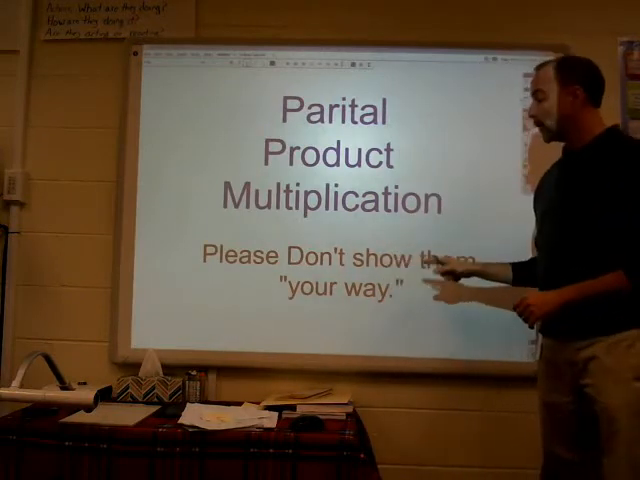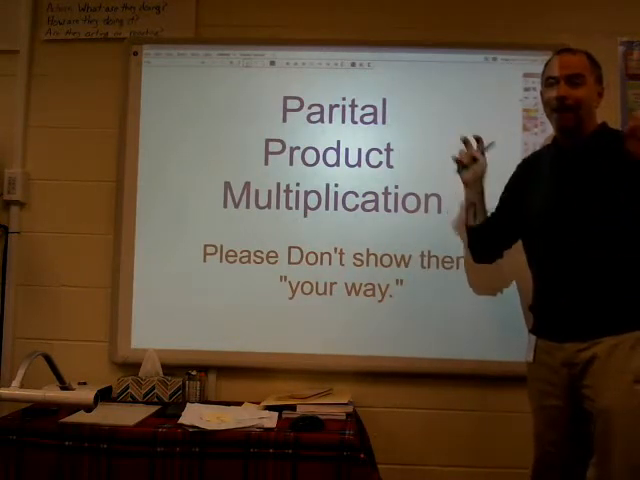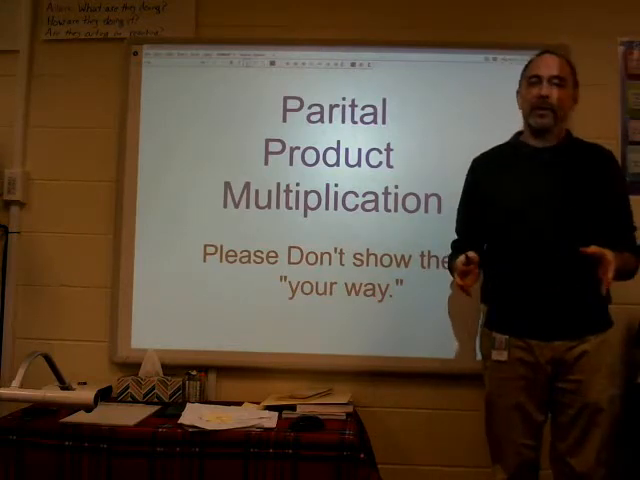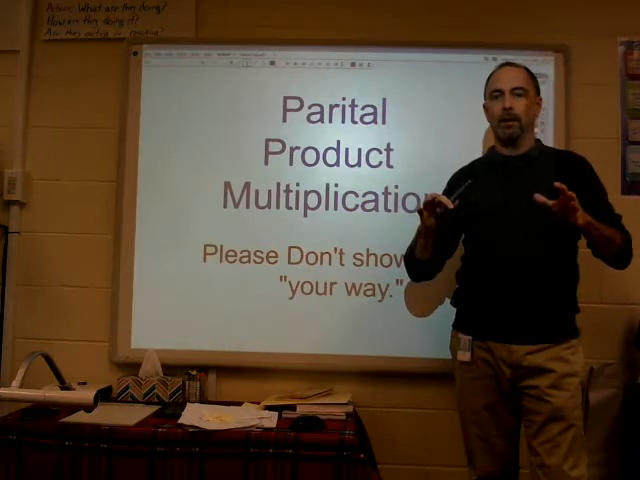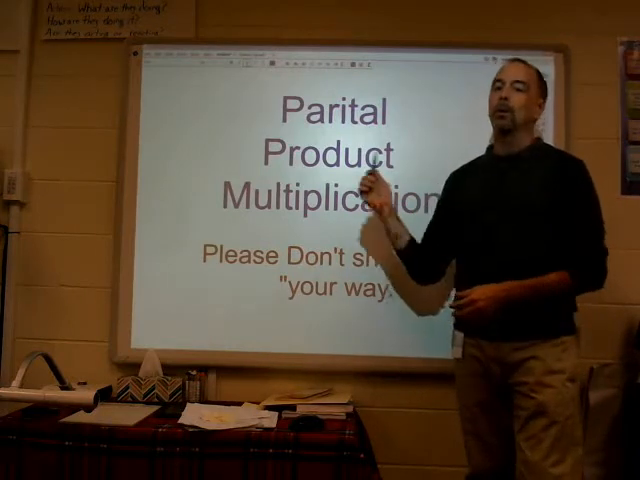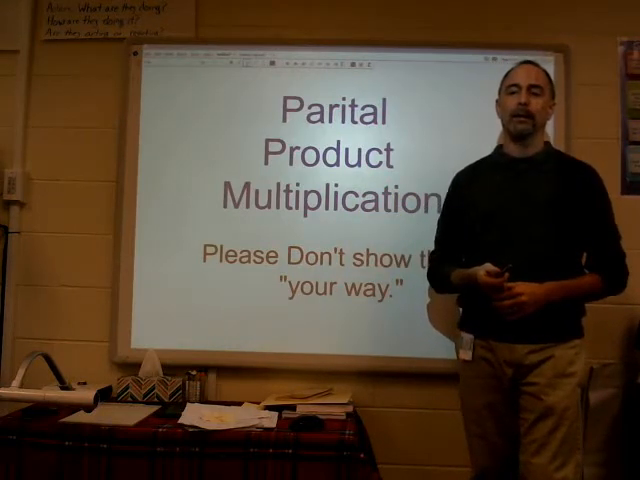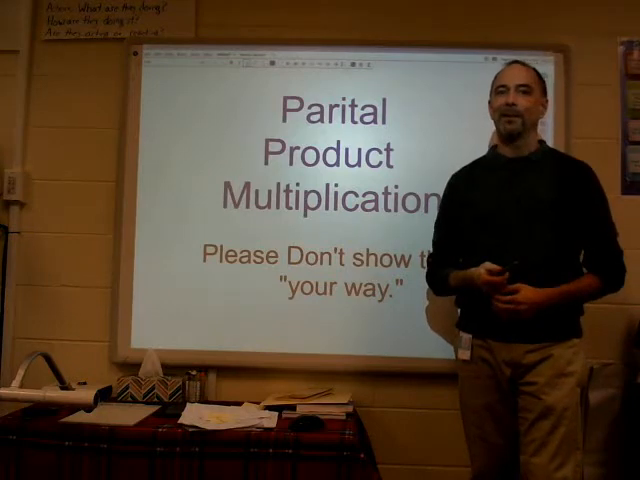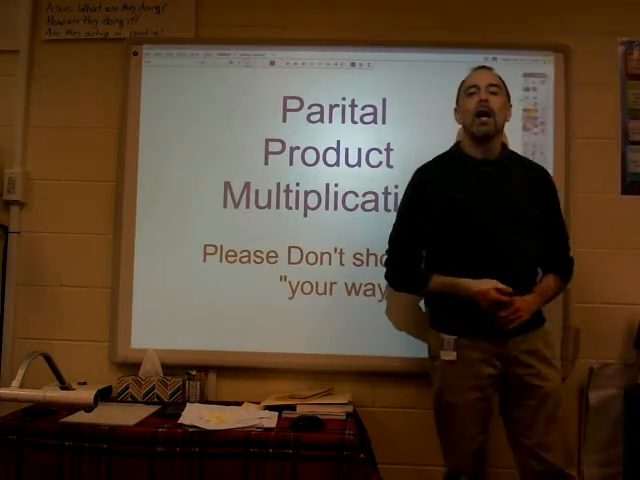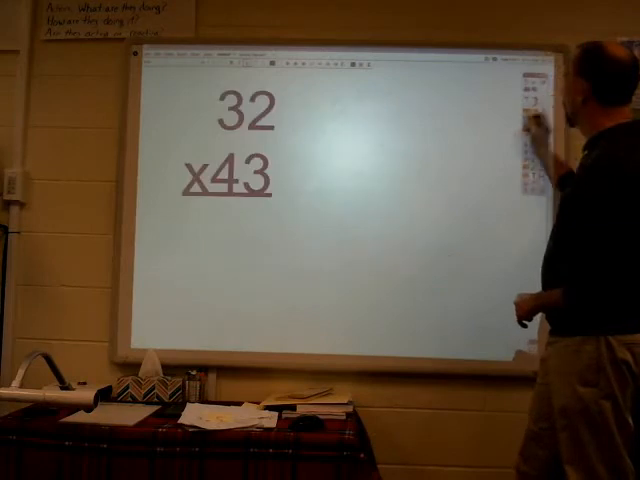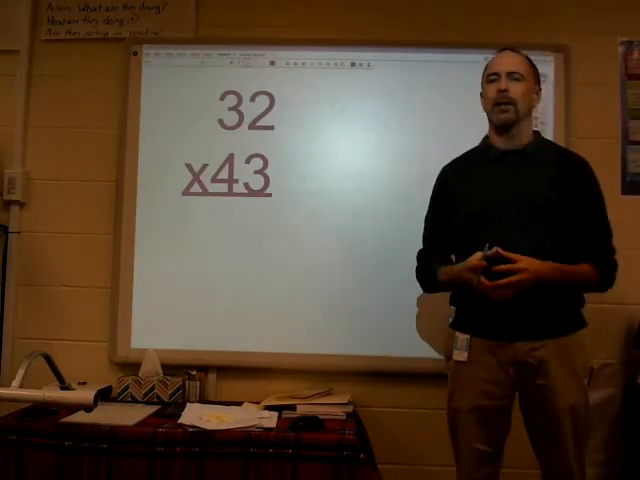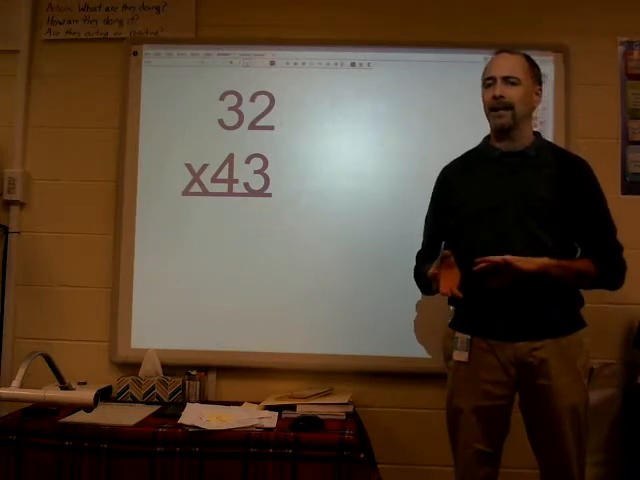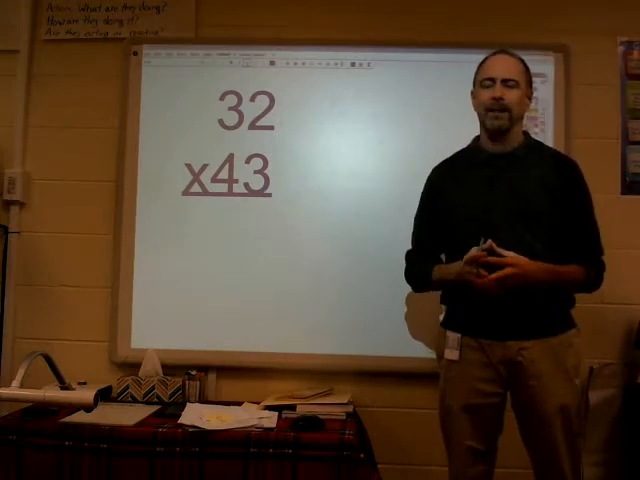Please don't show them your way. This is going to lead to a lot of confusion from the way that we were taught as kids, based on what we are showing them now with partial products and the new way of doing things with our new wonderful standards. In a sense, partial product is not terribly different than what we used to do back in the day. It is, but it isn't.